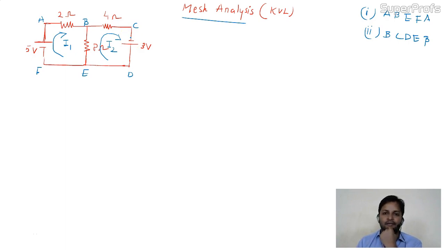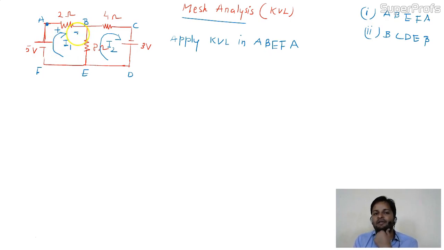Now, in the third step, write the KVL equation. So now, apply KVL. In which mesh? Mesh first, A, B, E, F, A. This is my first mesh, and I'm going to apply the KVL over here. So we'll start from the A. First, tell me the voltage drop. The voltage drop will be like this, because current is flowing in this direction. Current flows from higher potential to lower potential, so this side the potential will be higher than this side. Is it okay to you people?